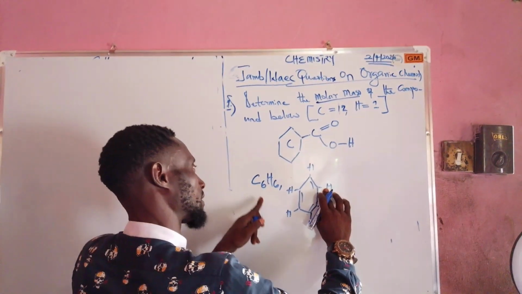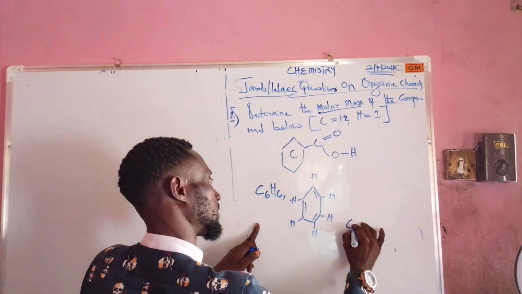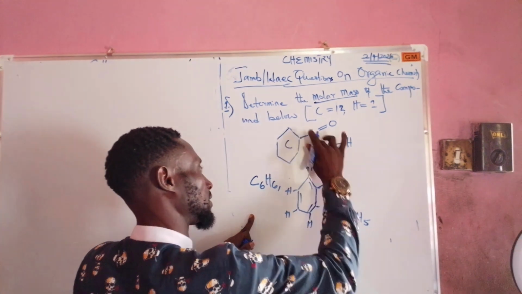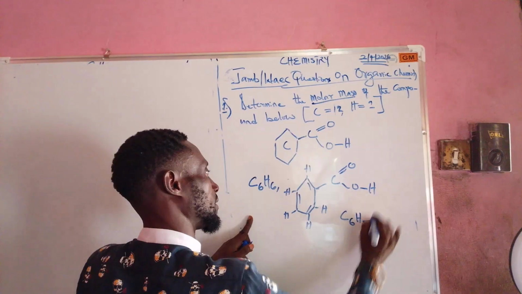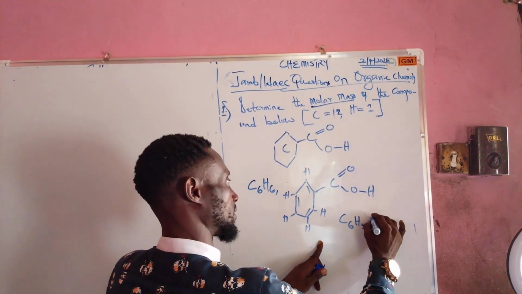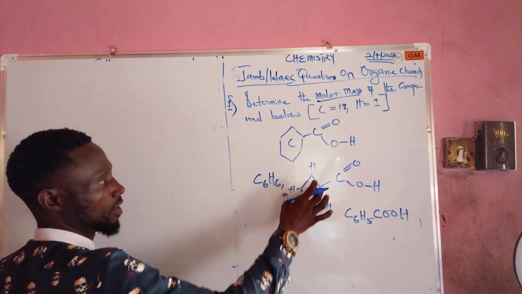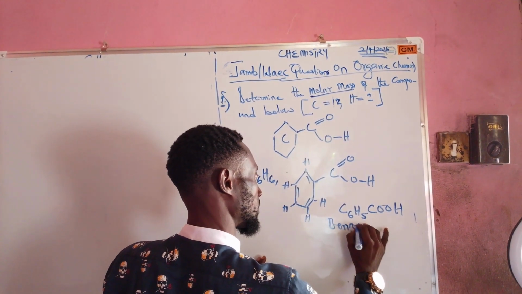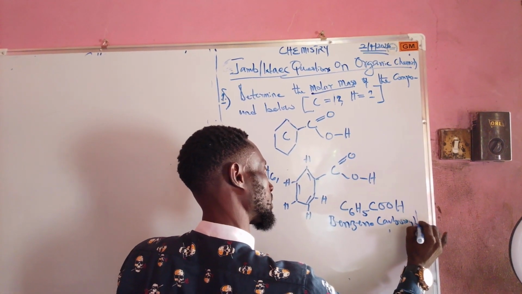So it's no longer C6H6, it's now C6H5. So this other one has been replaced with this functional group called carboxylic acid. On that note, you now add your functional group, carboxylic acid, here, where you have COOH. This is the general molecular formula of this, and this is called benzene carboxylic acid.